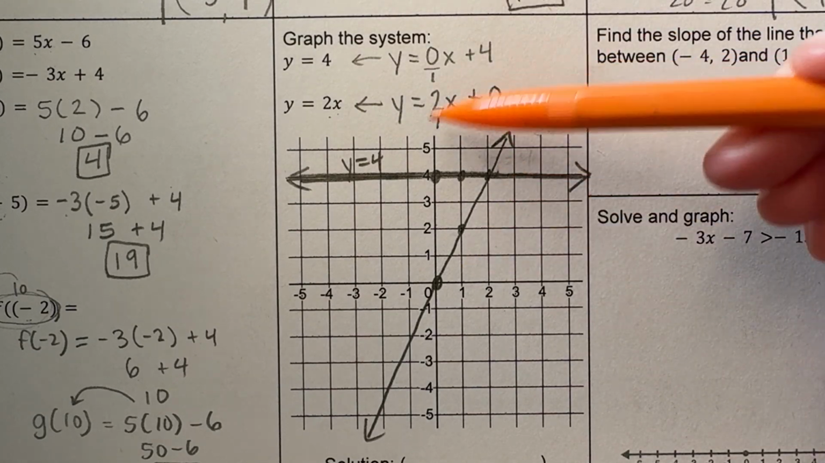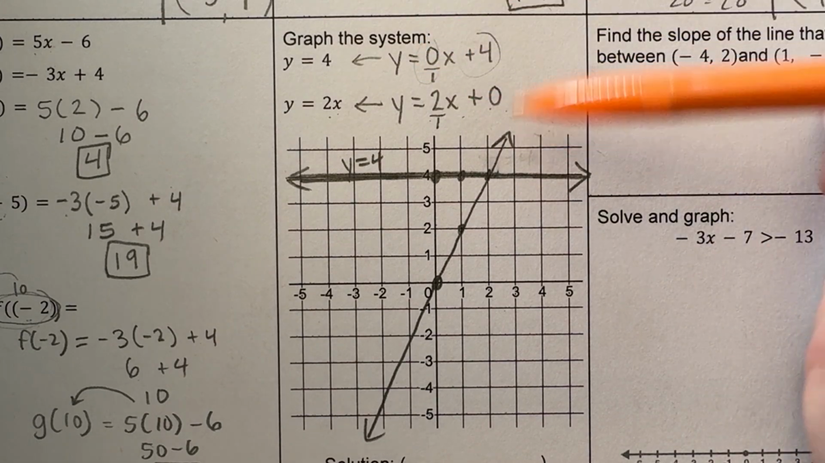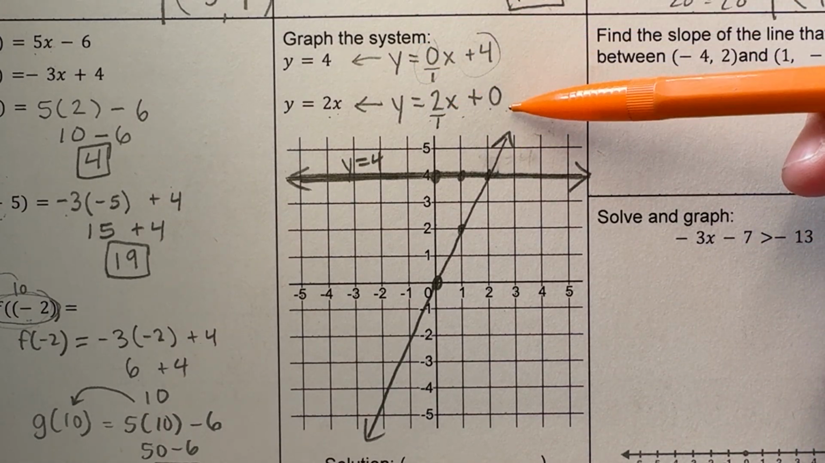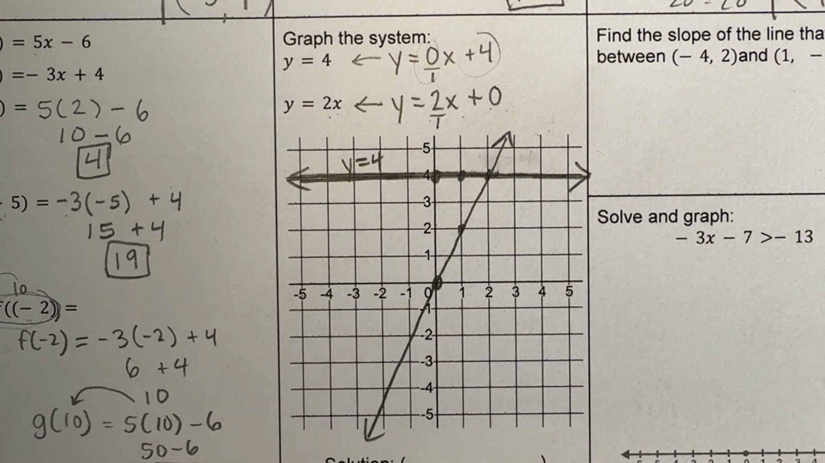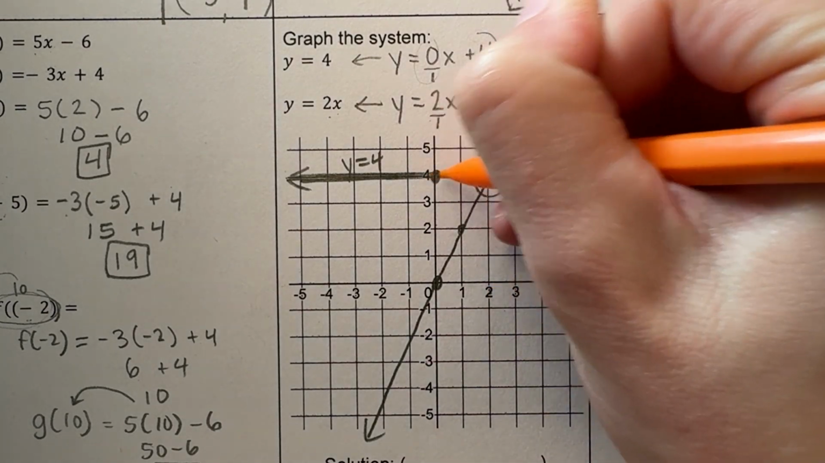That way, you still are using your same method as always, which is starting at the y-intercept and then the slope. So I think you're less likely to mix them up if you just take a moment to write them out the long way, right? And the solution is right here. So that's 2, 4.